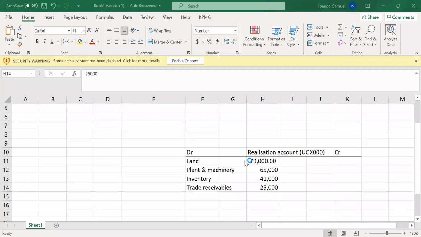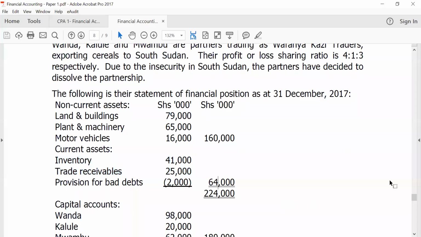So for our case here, you get to realize that we have some liabilities as well. So we have to also look at those liabilities as well. We have accounts payable. And then we also have the loan that is coming from one of the partners.